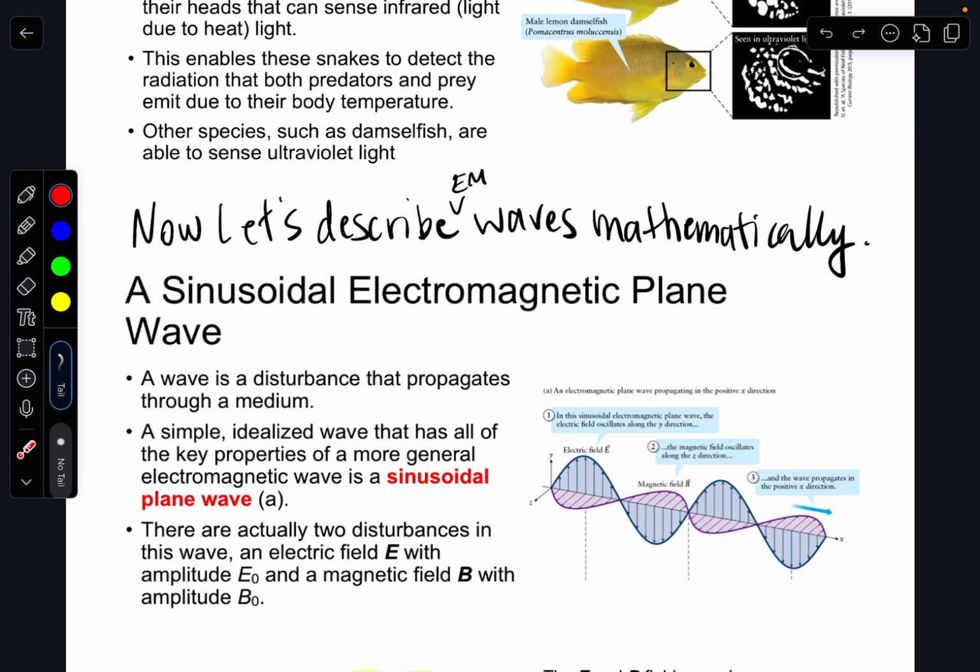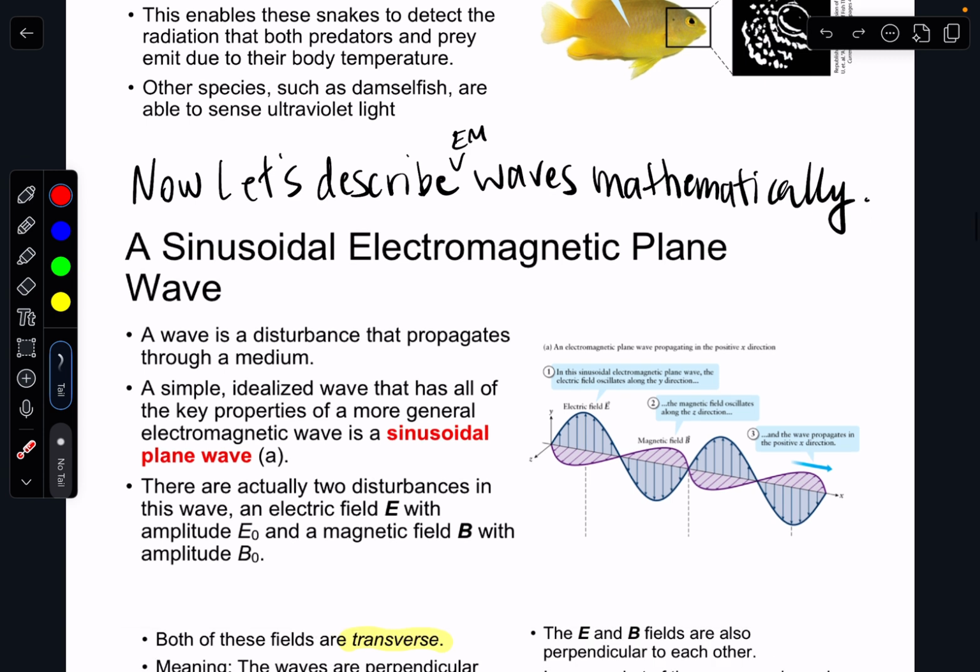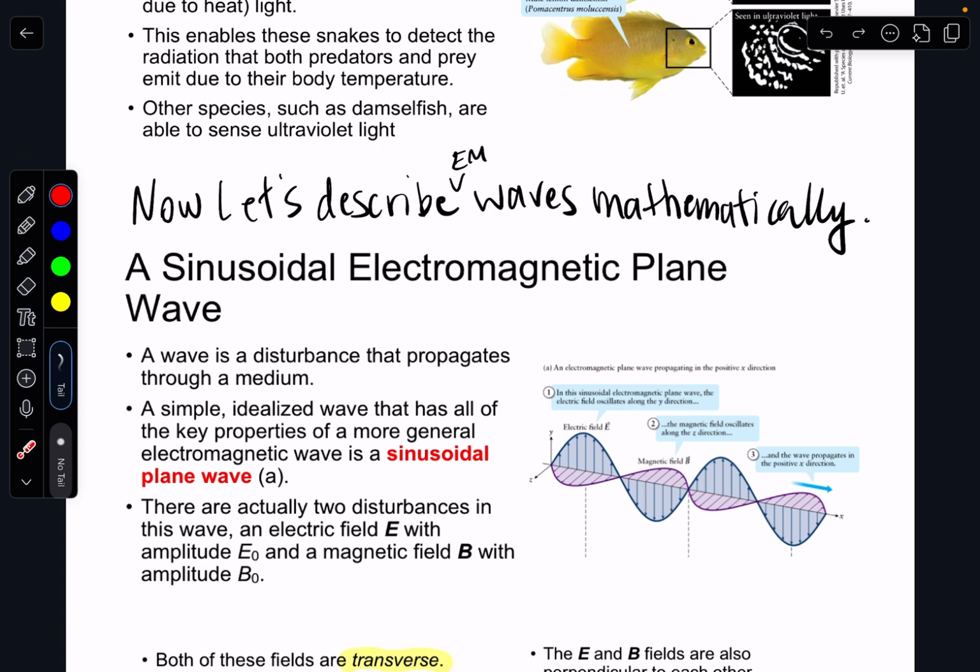So we know that a wave is a disturbance that propagates through a medium. Electromagnetic waves don't need a medium to propagate, but they can propagate through a medium. And so what is that disturbance? That disturbance is a disturbance in the electric field and the magnetic field in that particular area. So you can see the disturbance would be this peak in the electric field and this peak in the magnetic field from its equilibrium position.